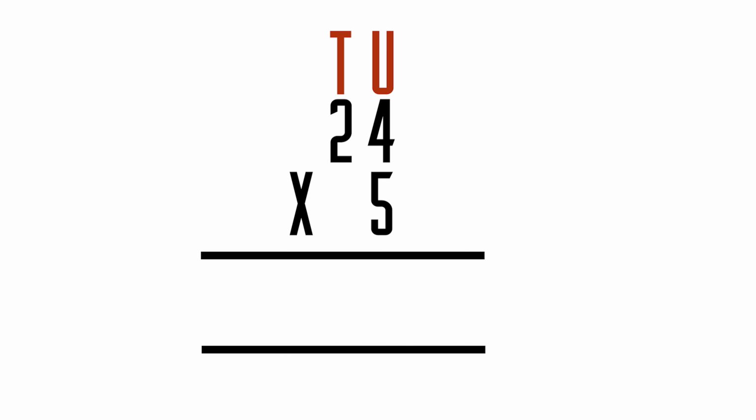First we multiply 4 by 5, which gives us an answer of 20. So here we're going to have to carry over a 2 in the tens column for the next multiplication we do. Now we multiply 2 by 5 and get 10. We have to remember to add our 2 that we carried over to give us 12.